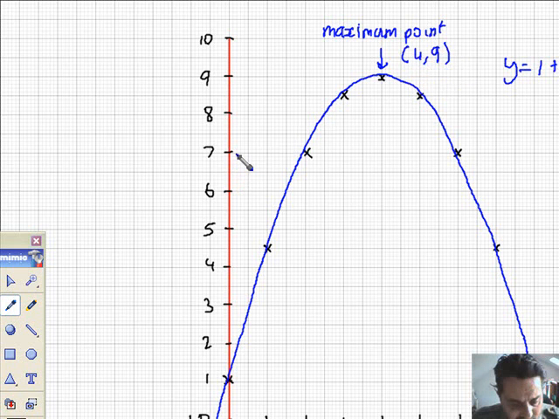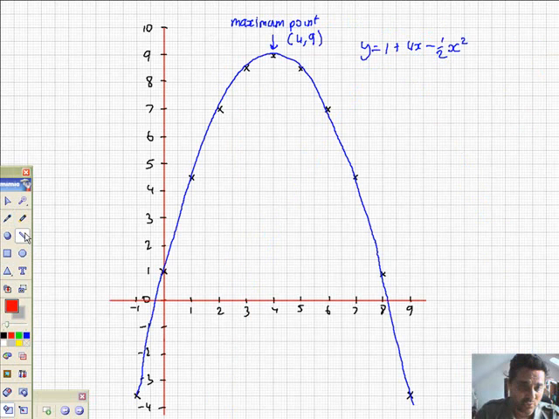Write down, done it. Use your graph to find the solutions of the equation 1 plus 4x minus half x squared equals 9. The solutions. Well, there's only one solution because it cuts through the line y equals 9. So let me just draw it in quickly. You can see it.